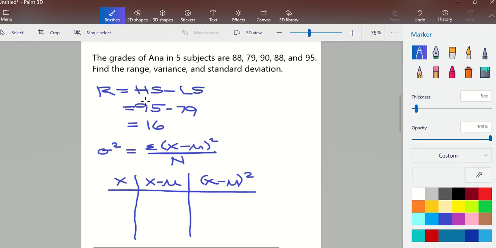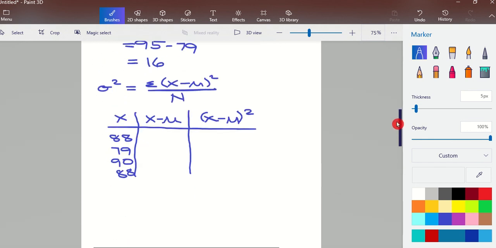So let's start with the first score, which is 88. Next is 79, followed by 90, and then we have 88, and lastly, the 95.